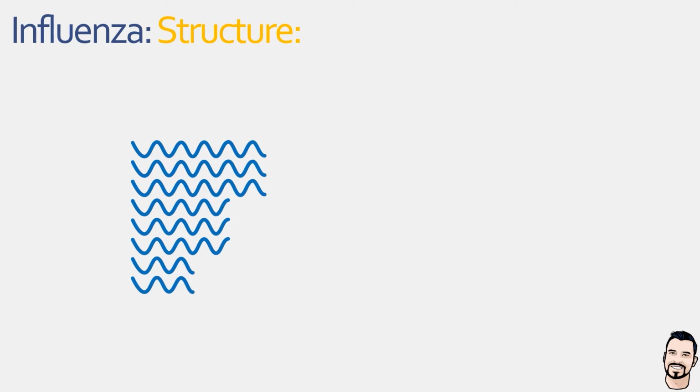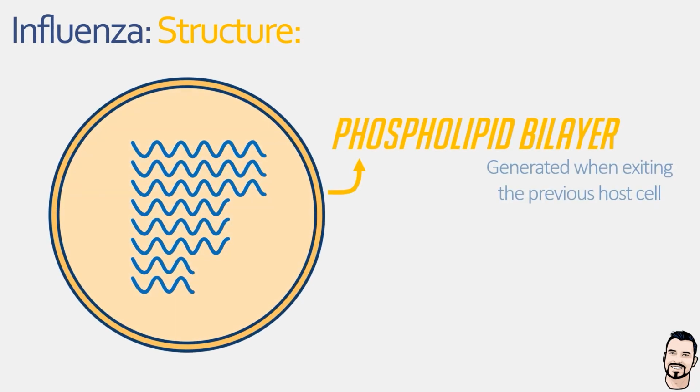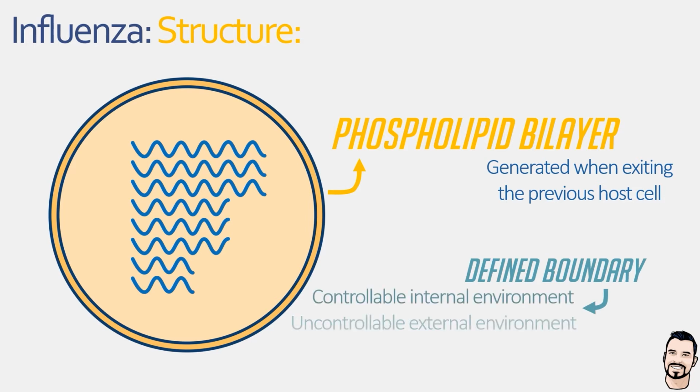Now, there are multiple different structural components that go into making an influenza virion. First and foremost, we have a phospholipid bilayer. This is composed of the bilayer from the previous host cell and is extremely important as this is what separates and protects the viral genome, essentially creating a defined boundary and making the virus a defined particle. Just like a cell is defined by its phospholipid bilayer separating the uncontrollable external environment from a controllable internal environment.